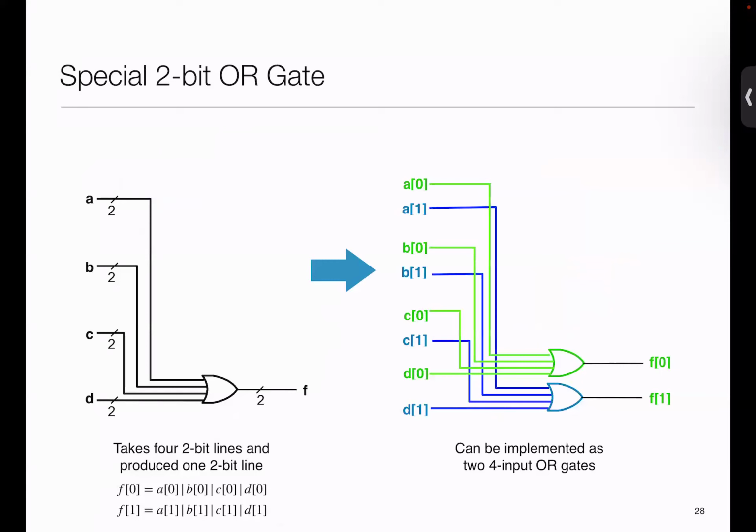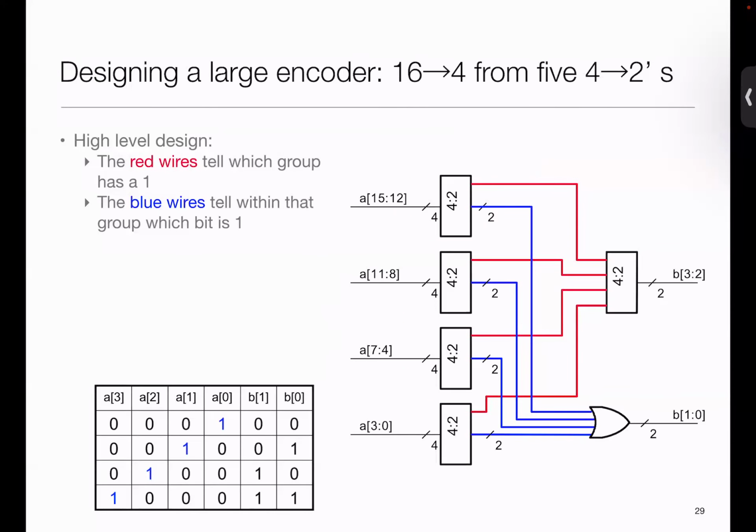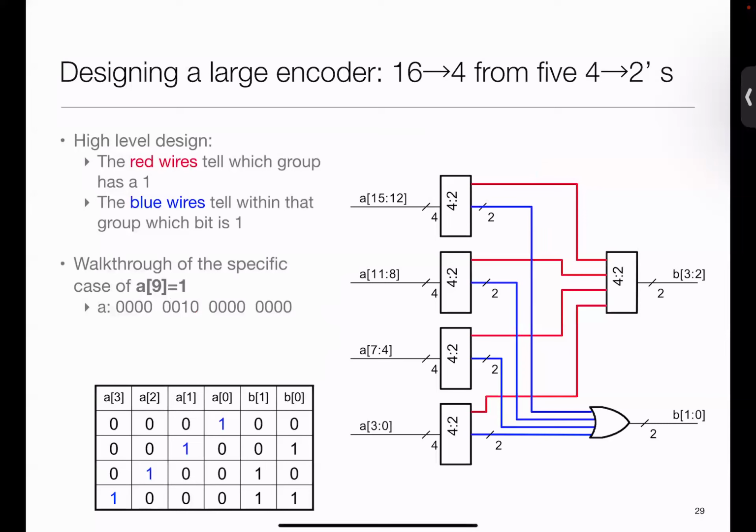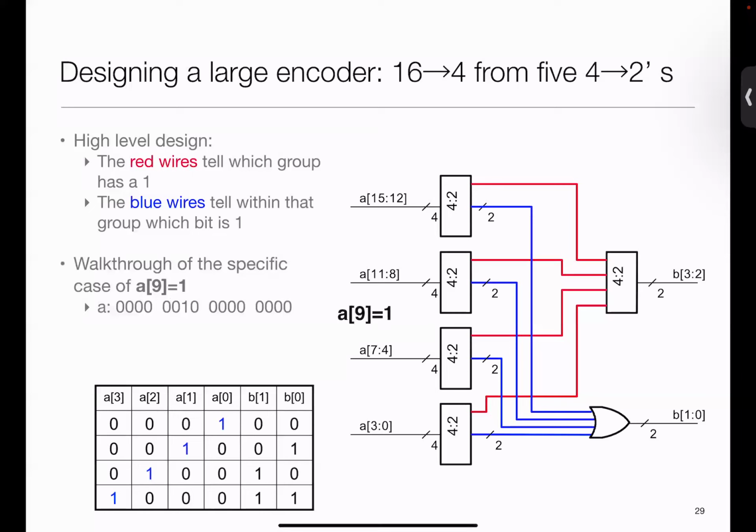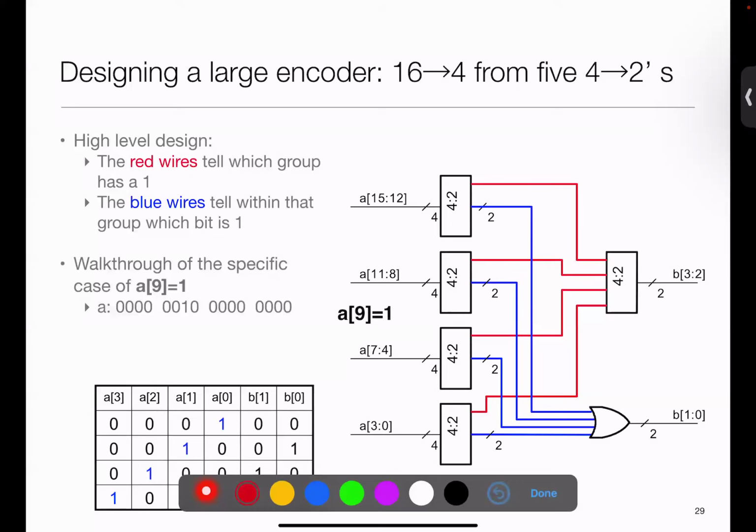I already described that. That's the special notation for the OR gate. So let's look at an example. Let's say A9 was high. Remember, A is one hot coded. So let's say A9 was high. That means A9 is what we are after.